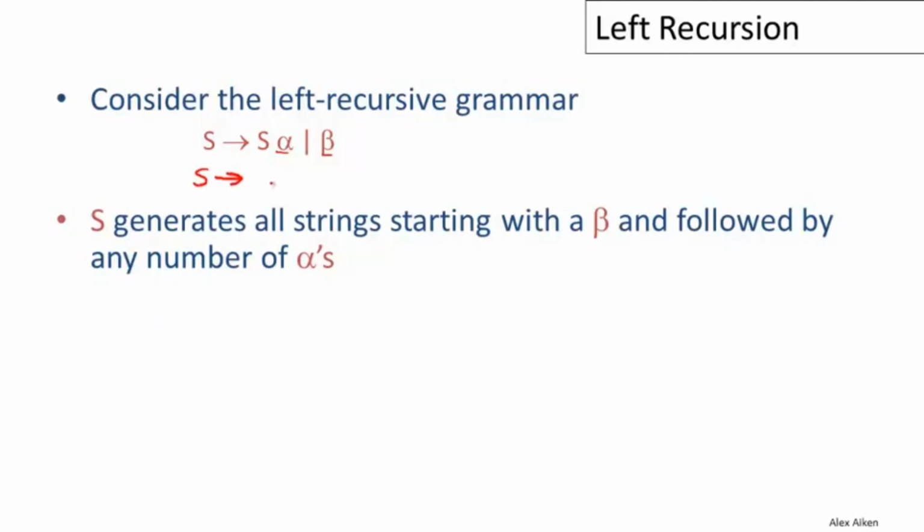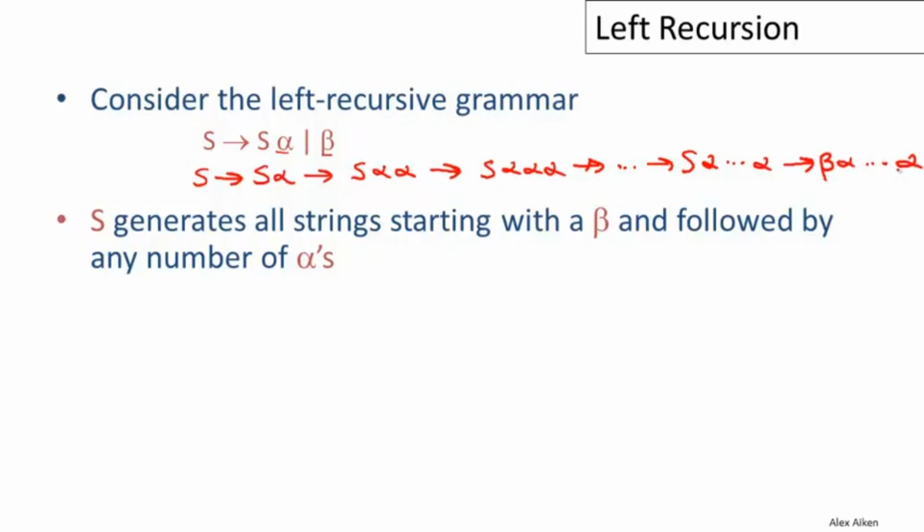So if I write out a derivation here where I use the first production a few times, you can see what's going on. So I get S goes to S followed by alpha, and then S goes to S followed by alpha alpha, and then S goes to S followed by alpha alpha alpha. And if I repeat this, I get S followed by any number of alphas, and then in one more step, I can put in beta, and I get beta followed by any number of alphas. So that's the proof that it generates that language. That's the language that begins with a beta and then has some sequence of alphas.